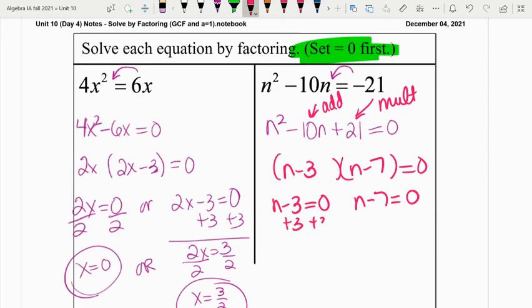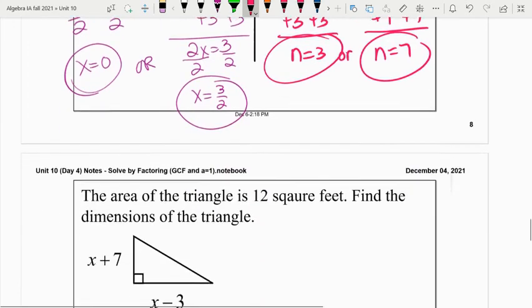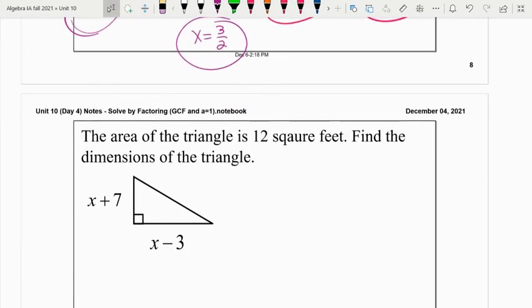So n minus 3 equals 0, n minus 7 equals 0. Add 3 here. So n equals 3. Add 7 here. N equals 7. So it's this or this. Those are my answers.